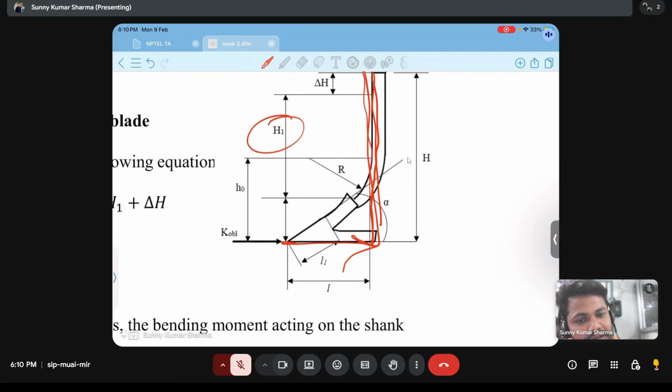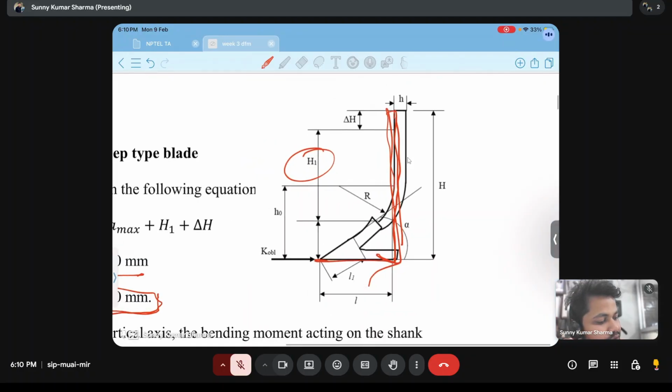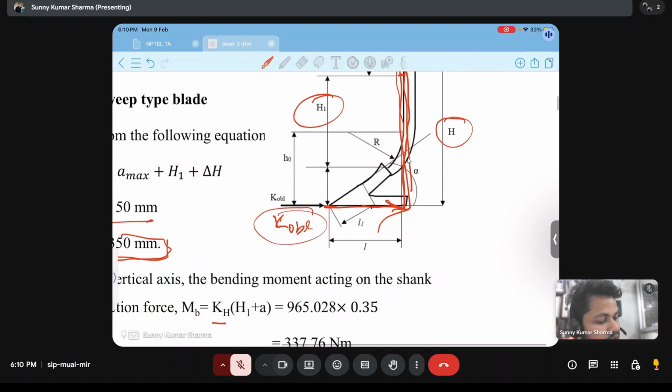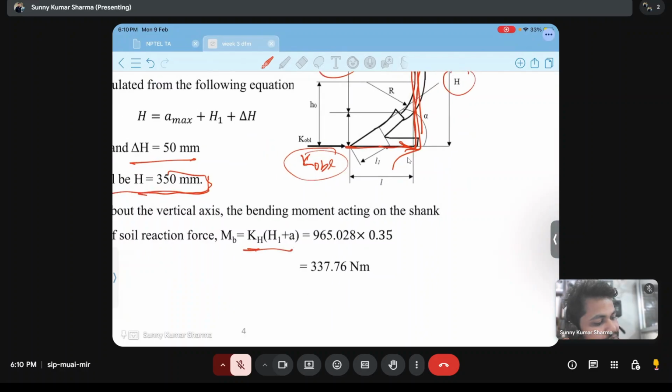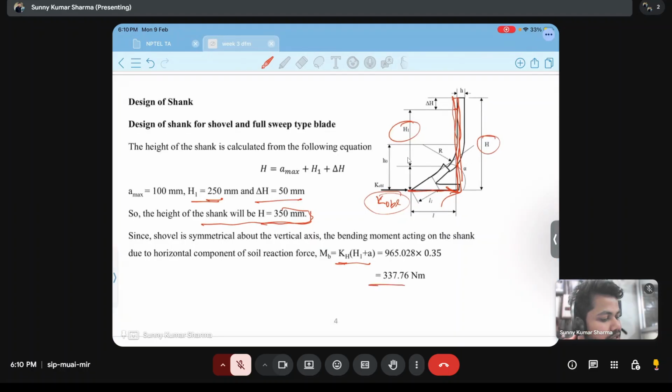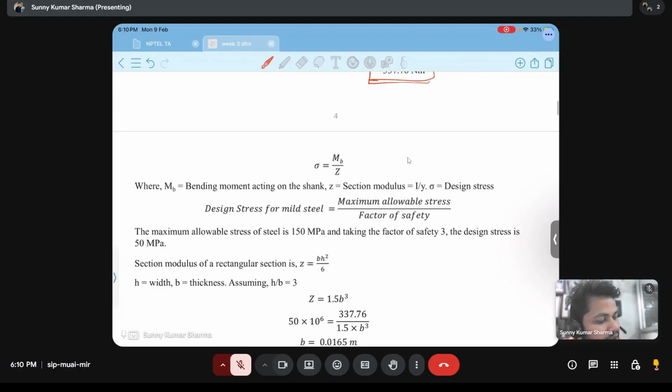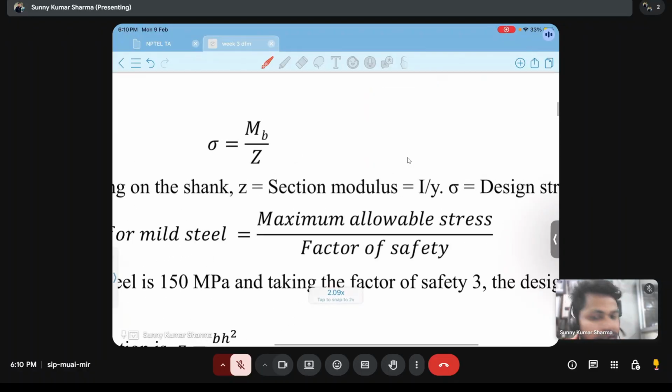So which force will act? Now here comes the part: which force will produce bending moment on this shaft, and which force will produce torsion moment on this shaft. Bending moment will be produced by KOBL force, that is horizontal force. KOBL is acting at a distance of this capital H, which we just calculated, which is delta H plus H1 plus A max. So KOBL into A max, this distance is the bending moment acting on the shank, that is 337.76 Newton meter.